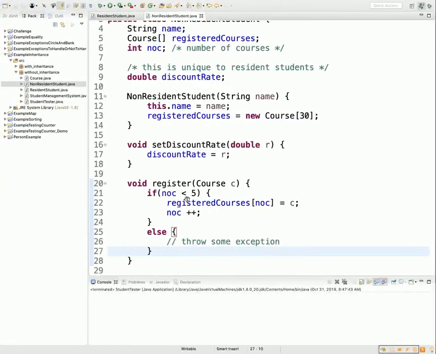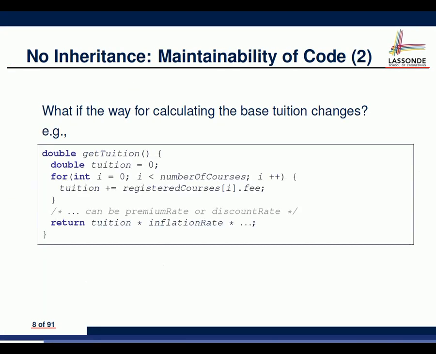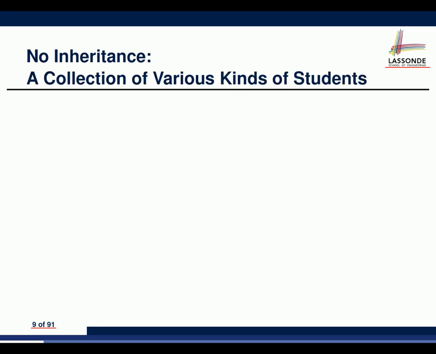Okay, let's go back there. So that's the first change. And the second one you can also try is get tuition. Let's say for every kind of student, we also want to apply something called inflation rate. So just change the way we calculate for tuition for everybody. That means you also got to make multiple changes. Okay, that's about the first drawback for the design. Basically, you got too many duplicates.